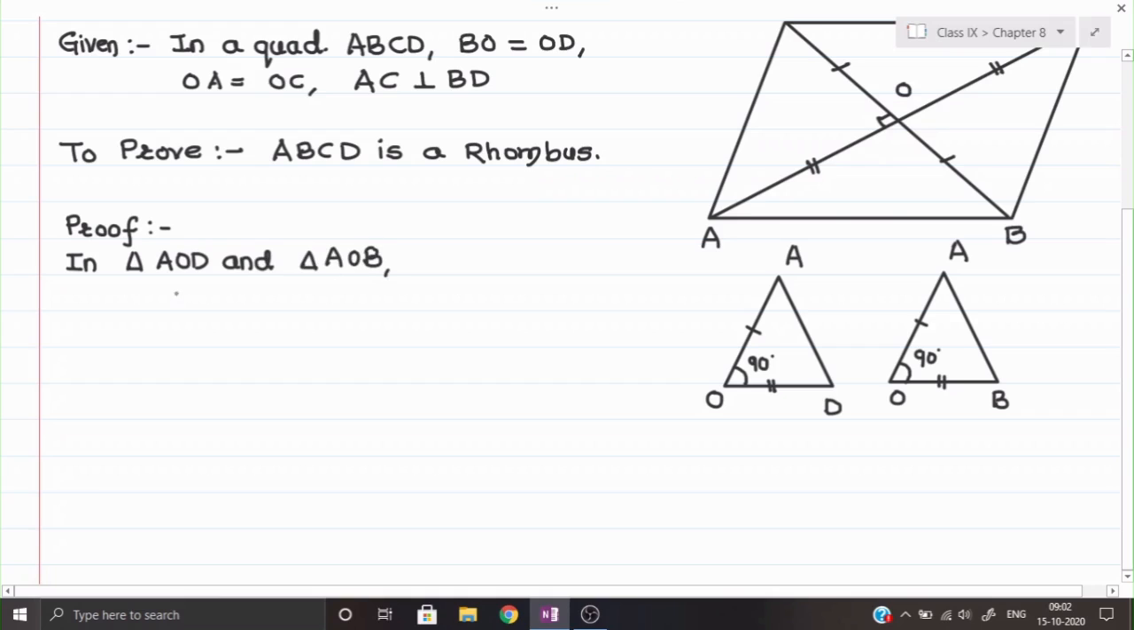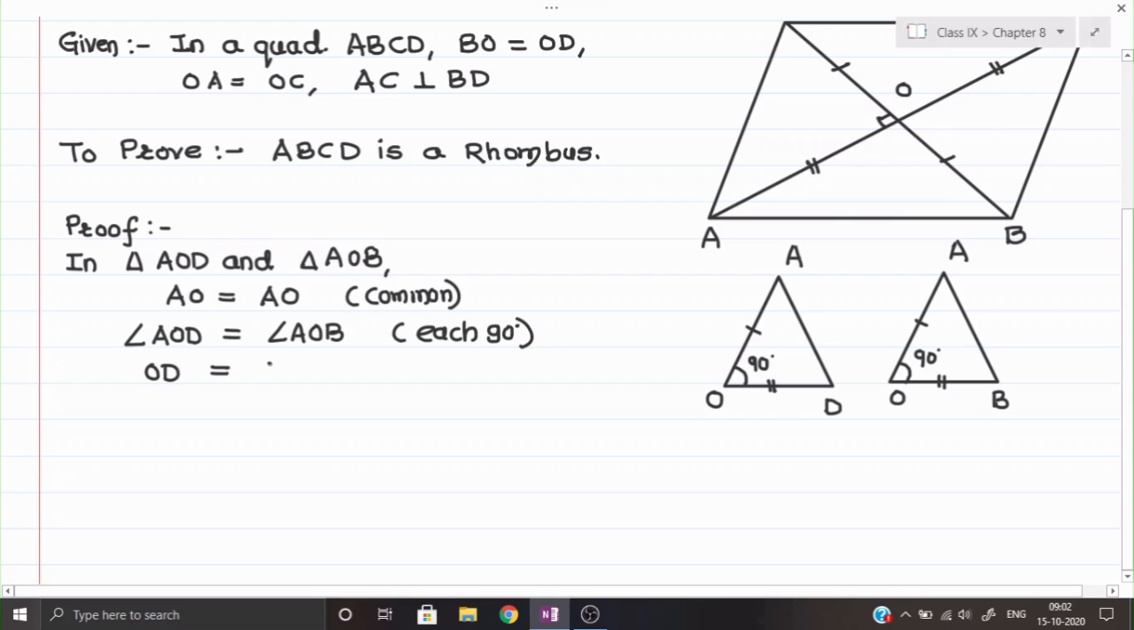Okay, first, AO and AO are equal, so AO is equal to AO, which we mention with the help of common. Second, angle AOD is equal to angle AOB, that is with the help of each being 90 degrees. We have been given that the diagonals are perpendicular to each other. And the third one is OD is equal to OB, that is with the help of given. It is given in the question.